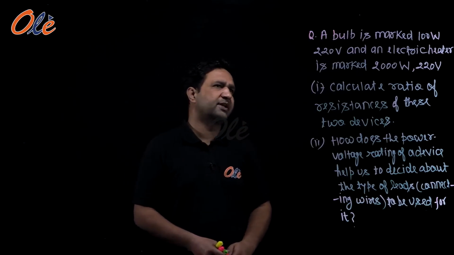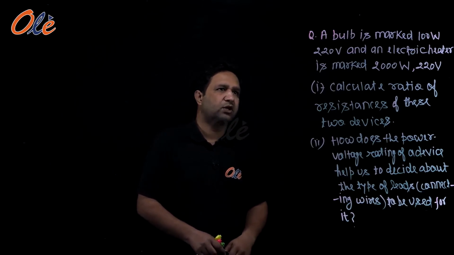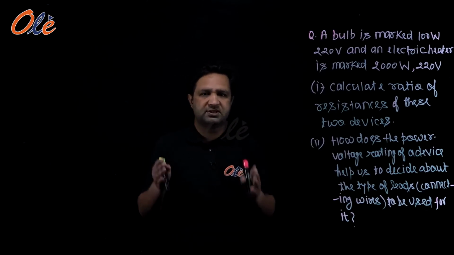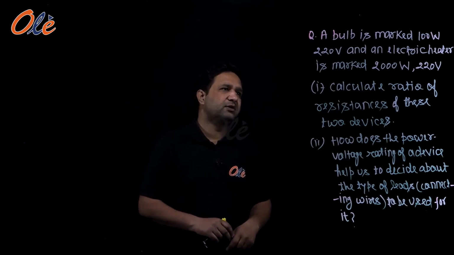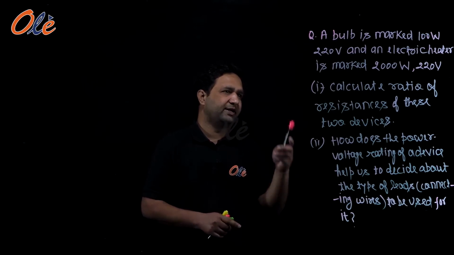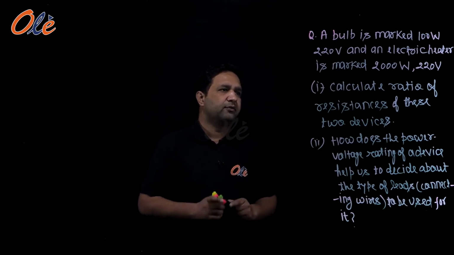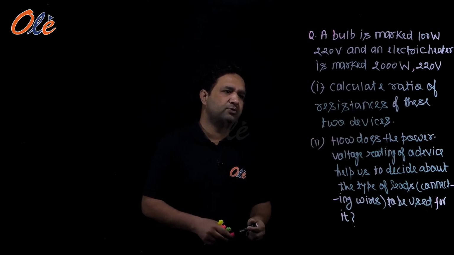Okay, so here is another question. It says that a bulb is marked 100 watt 220 volt, meaning this is the rating of the bulb, and an electric heater is marked 2000 watt 220 volt. This is the rating of the electric heater. What we have to do is calculate the ratio of resistances of these two devices.